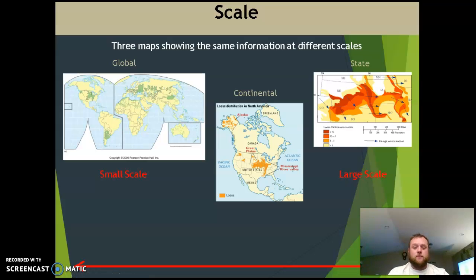Now, we have the small scale, and the easiest way to remember this is that the smaller the scale, the smaller the amount of detail that the map can contain. If it's a big picture of a lot of stuff, it can't have a lot of detail, so it's small scale. As we zoom into the state, the continent, city, county, it becomes larger and larger and larger.